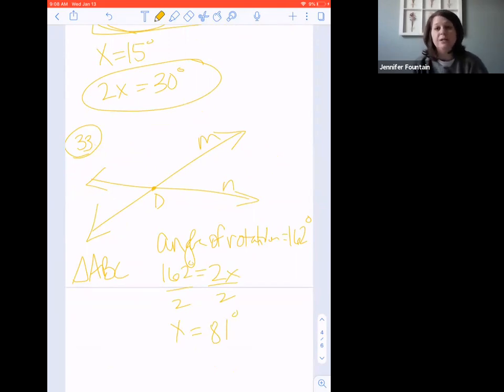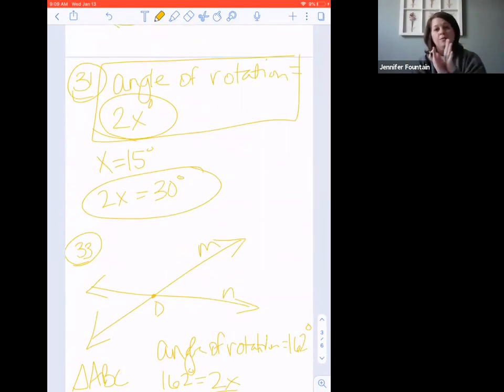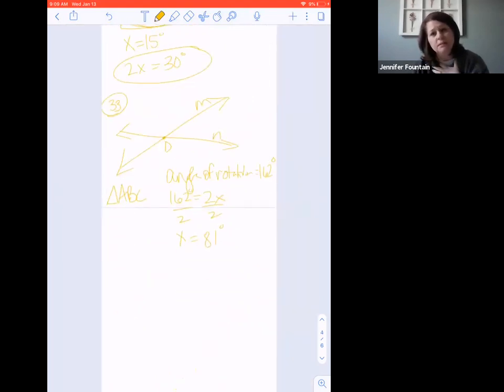So I'm taking my whole angle of rotation and having to show what the degree would be for one reflection. So I'm having to divide that by 2. Whereas the previous one, I had one of them and I had to show it for the whole thing. So I had to multiply by 2. Does that make sense?